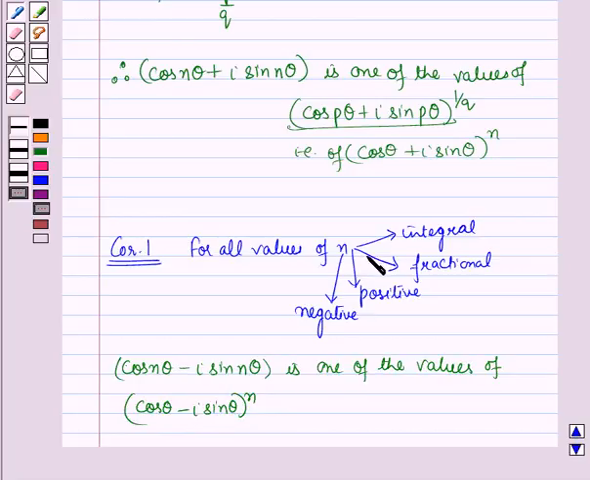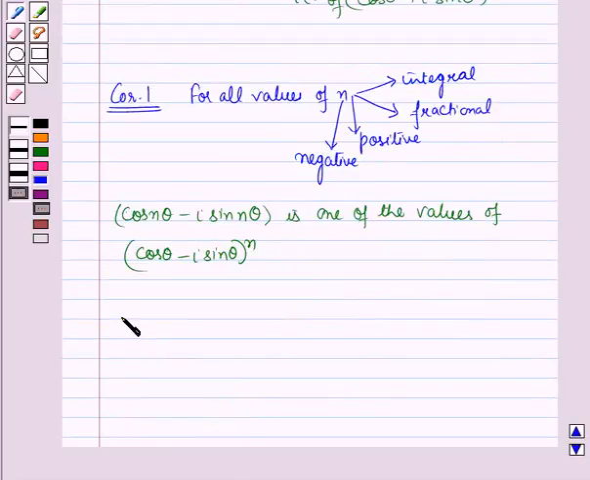That is, whether n is integral, fractional, positive or negative, cos n theta minus iota sin n theta is one of the values of cos theta minus iota sin theta whole raised to power n. Now let us discuss the corollary 2.